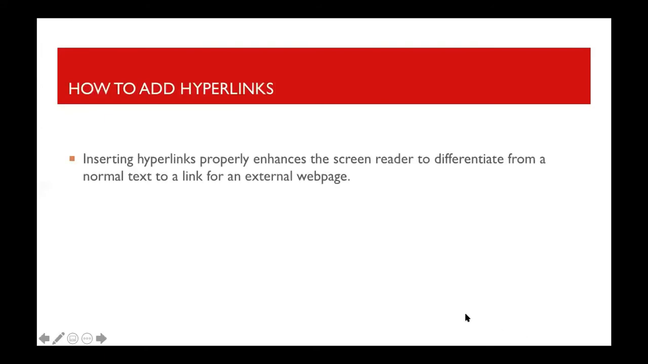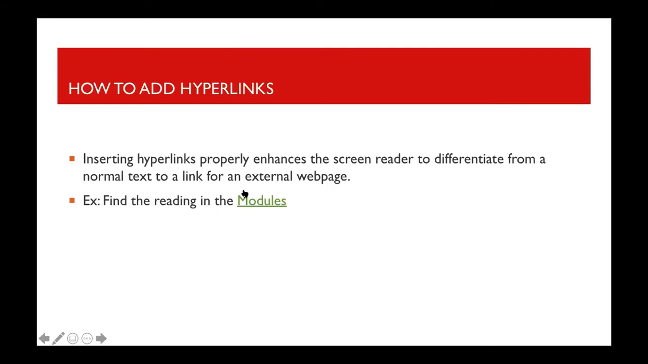Next, we'll have how to add a hyperlink. Hyperlinks properly enhance the screen reader, helping it differentiate normal text from a link to an external website. So instead of reading out a long URL, it would just say, find the reading in the modules, and it will say external website.